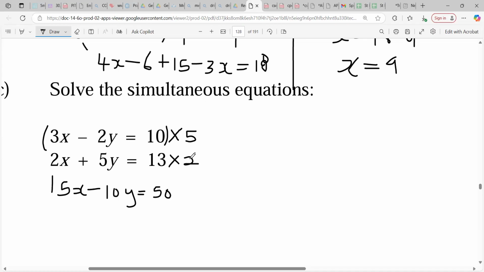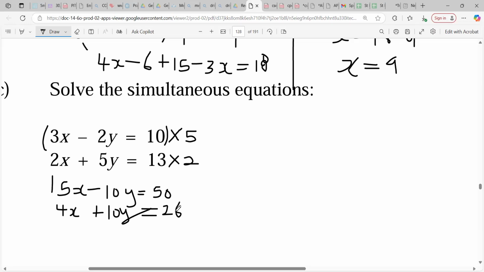So we're going to multiply by 2 now. Everything by 2. 2 times 2 is 4, so we have 4x. 2 times 5, that's 10y. So that's the reason why we do it, so we can get both of them to be 10y. And of course, 2 times 13 would give us 26.